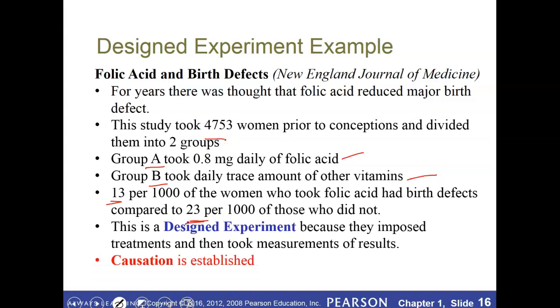Now we can say that there's causation. Now we can say with pretty much certainty that if you took folic acid, that caused you to reduce the amount of birth defects in your baby. And that's a higher relationship than just a correlation. A correlation just means there's some relationship, but not that one is causing the other to happen.